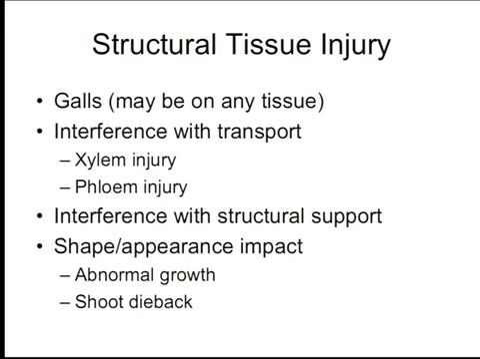Okay, then you have structural. So those were leaf damage. Now structural means attacking the fruit, attacking the stems, attacking the roots. So you have galls, interference with transport, where they affect the xylem or the phloem, so that the liquids cannot move. You know, the sap cannot move in the plant. Interference with structural support, where the plants start falling down because you're affecting their skeleton. Shape, appearance, impact, abnormal growth, shoot dieback. All these are structural types of damage. Next.